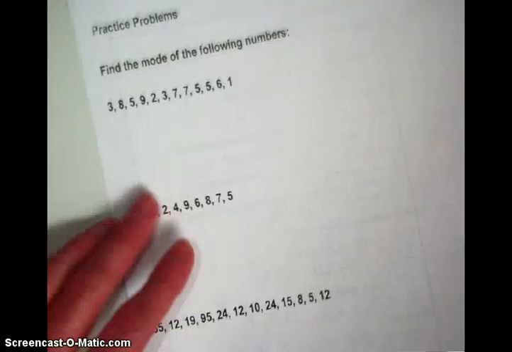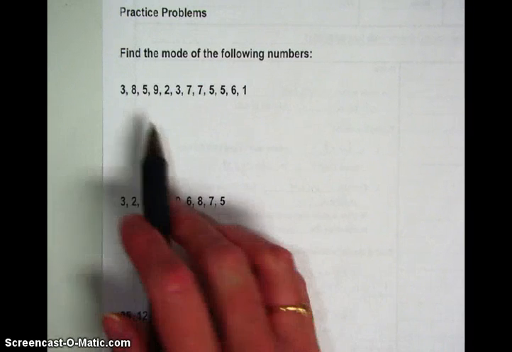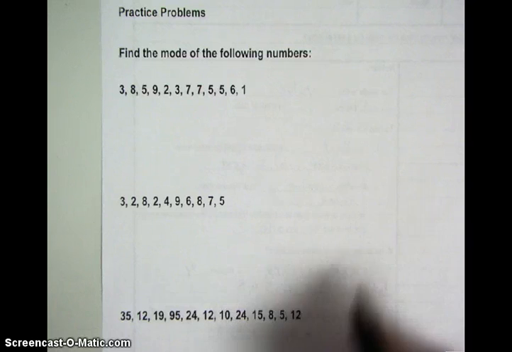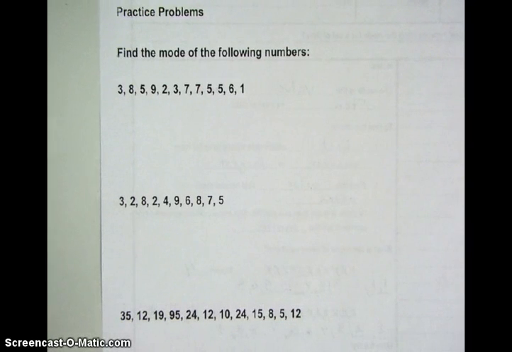On the back of your page, I've given you 3 sets of numbers to find the mode for. Be sure to show your work, and if you need to, go ahead and use that space to do a tally chart. When you're finished with this side, go ahead and go back and write your 2 questions and your summary. Have a good night.